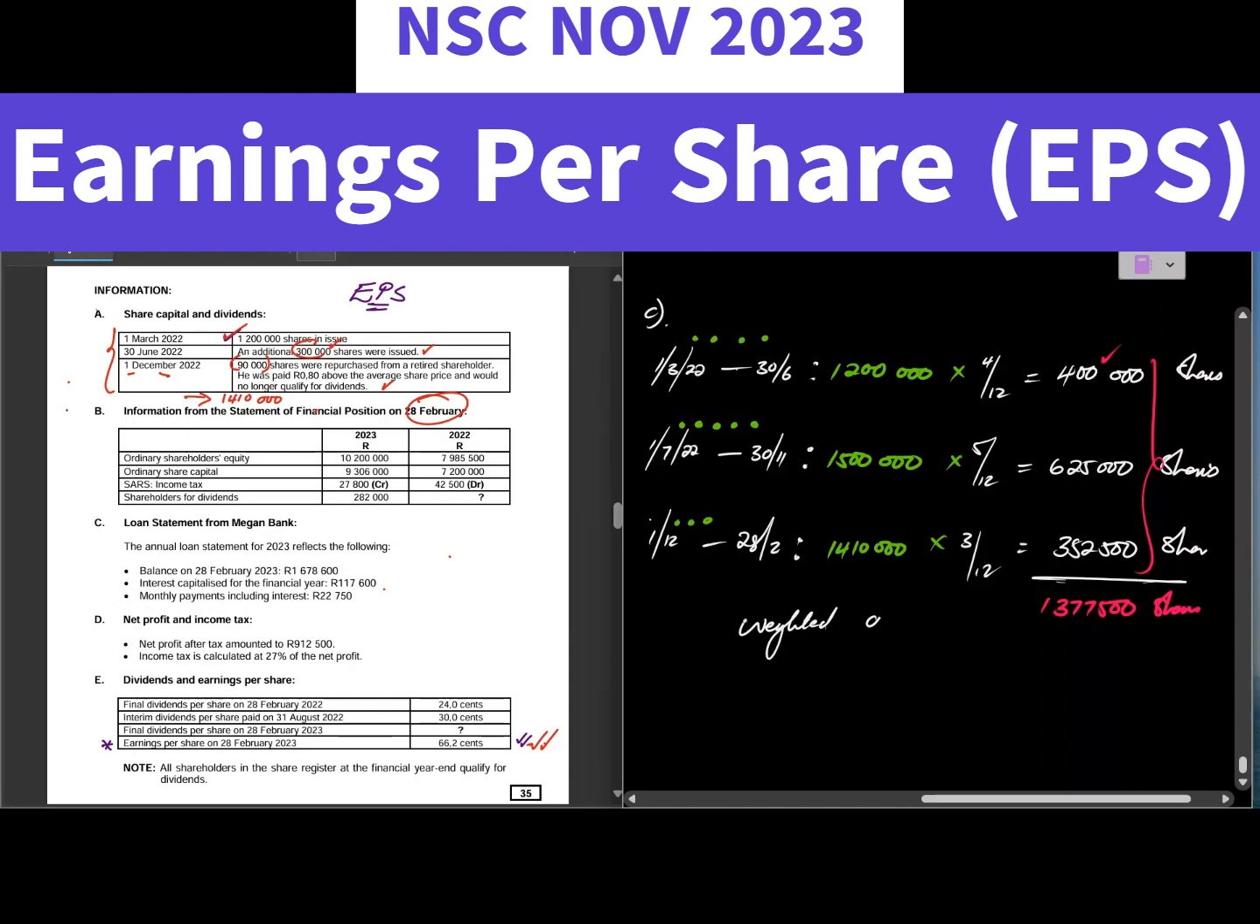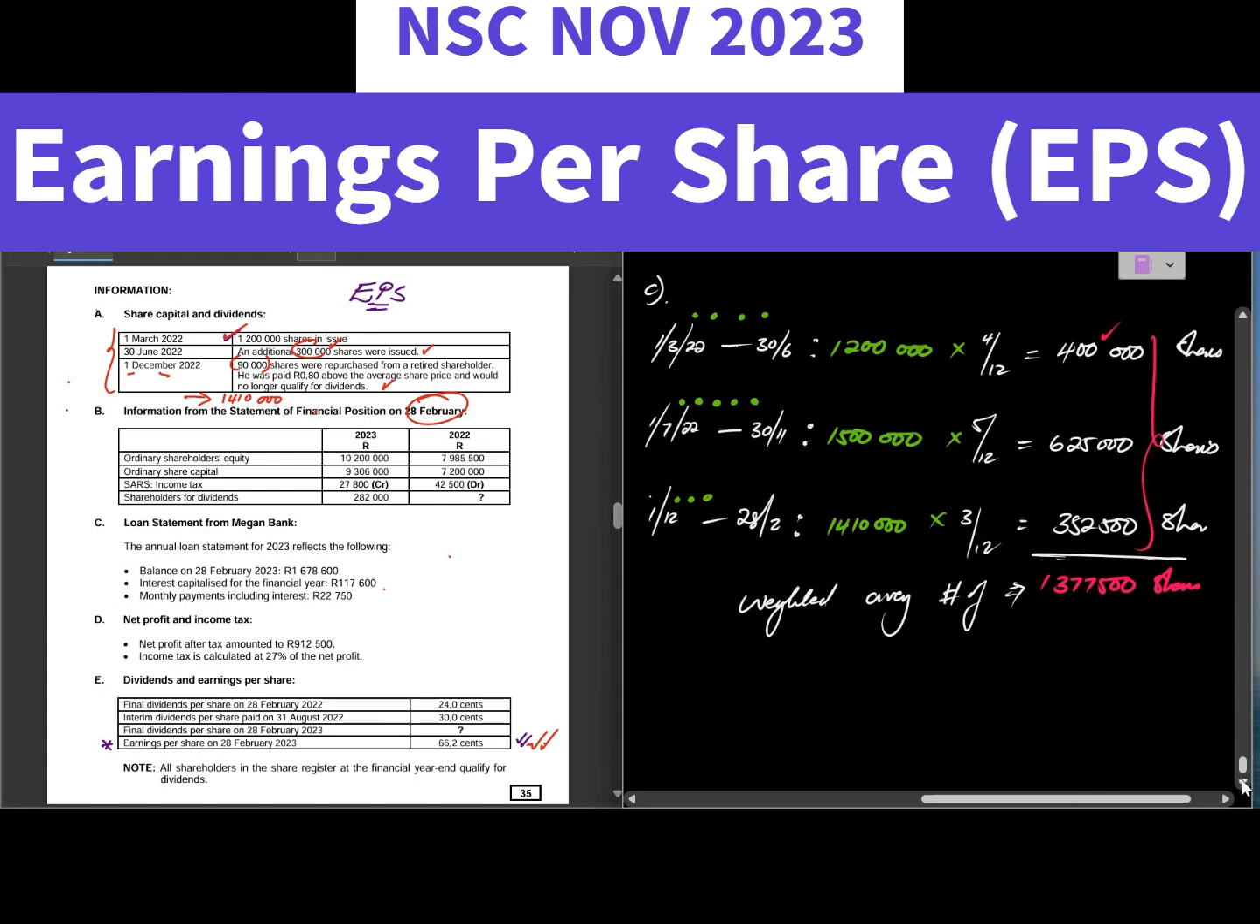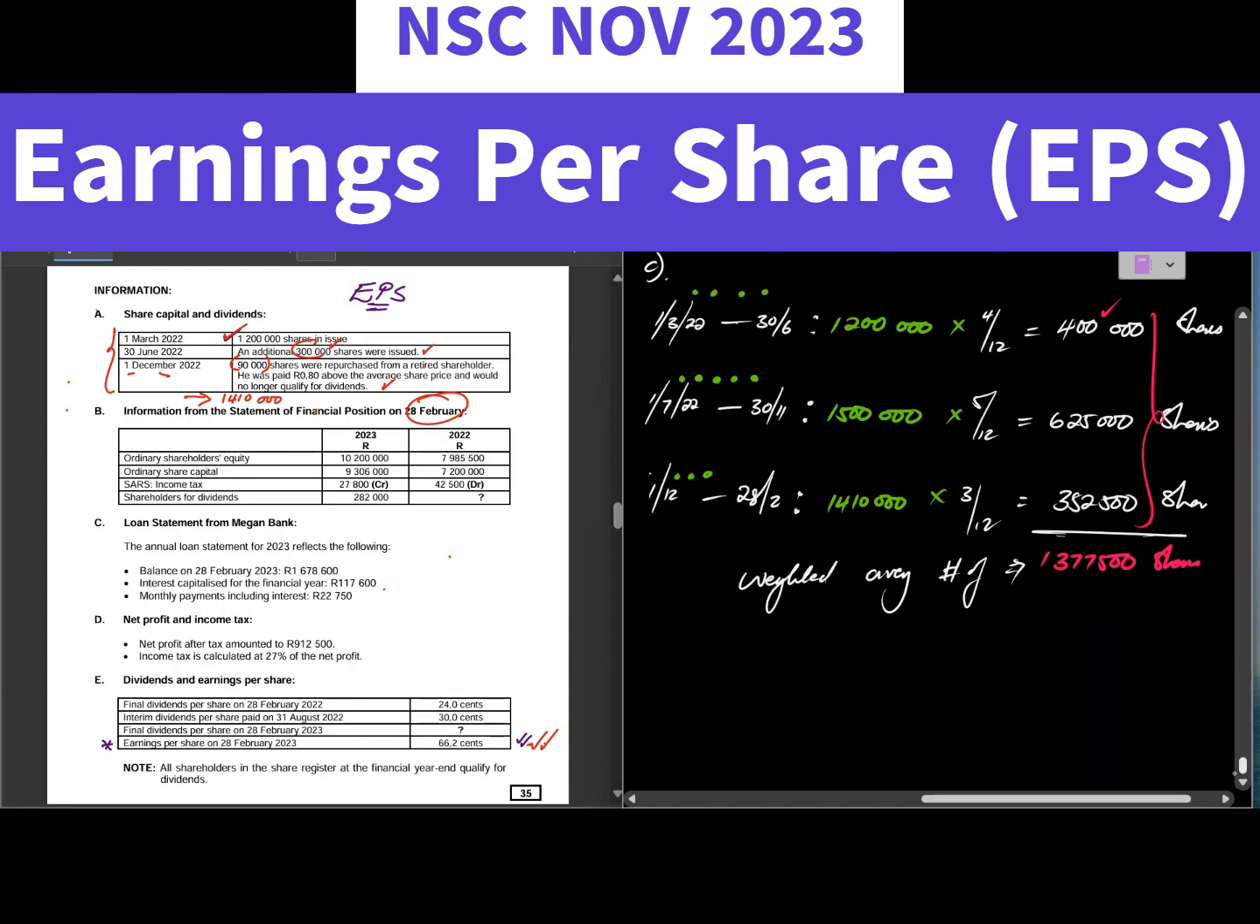So I now have my weighted average number of shares, which is 1,377,500. I can now take my net profit after tax, which is 912,500, and divide it by my 1,377,500. Then I multiply this by 100 over 1. Let's see how much I'm going to get.